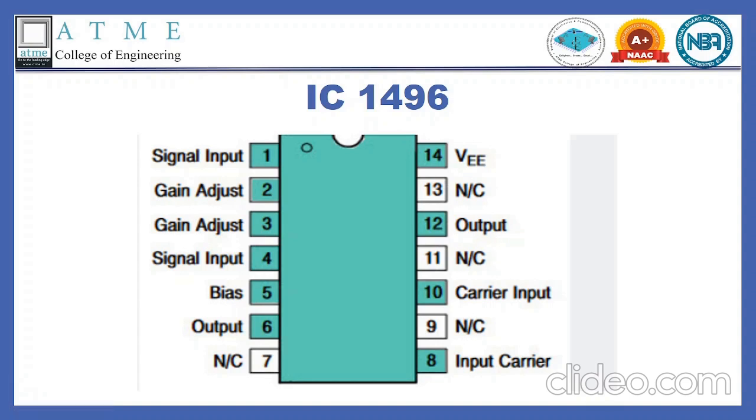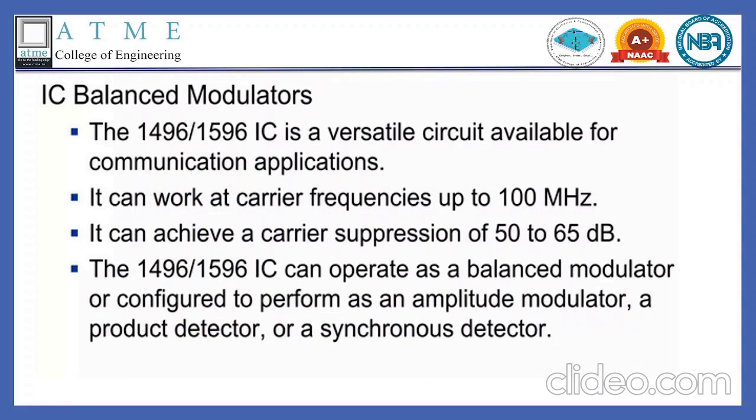And this is the pin detail of IC1496. The IC balance modulator, that is IC1496 or 1596 IC, is a versatile circuit available for communication applications. It can work at carrier frequency up to 100 MHz. It can achieve a carrier suppression of 50 to 65 decibel.